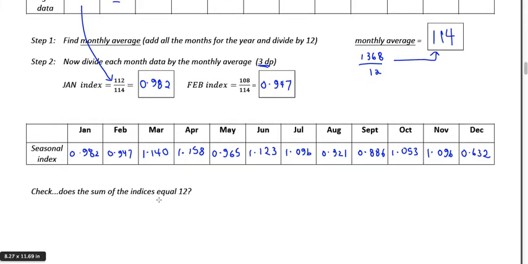Now, what we can do is a check, because we need these to add up to 12, as there are 12 seasons. And if you do that, I think you get something like 11.999, which works. There will be rounding, because we've rounded to 3 decimal places, sometimes it won't be exactly 12, but you can see that it rounds to 12. Okay.